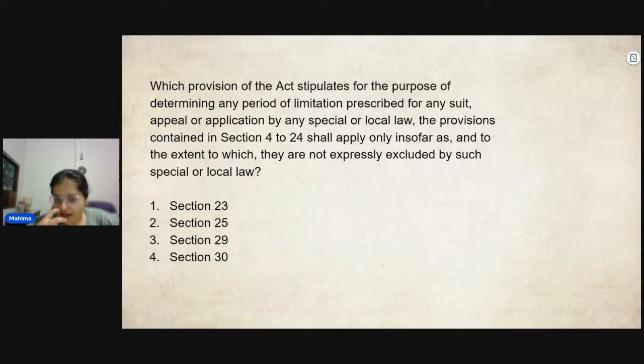Which provision of the Act stipulates that, for the purpose of determining any period of limitation prescribed for any suit, appeal, or application by any special or local law, the provisions contained in Sections 4 to 24 shall apply only insofar as and to the extent to which they are not expressly excluded by such special or local law? 23, 25, 29, or 30.